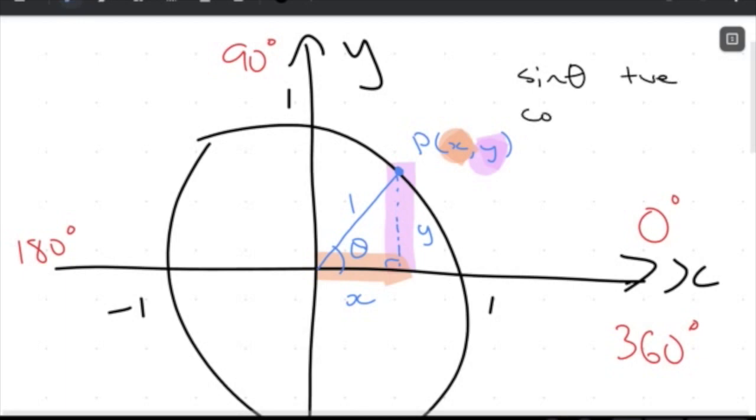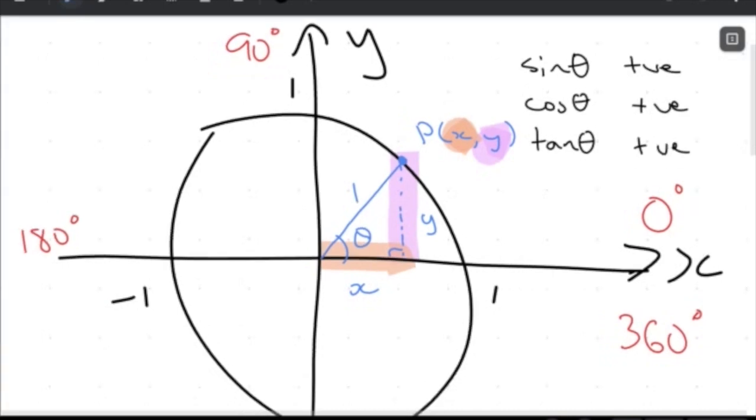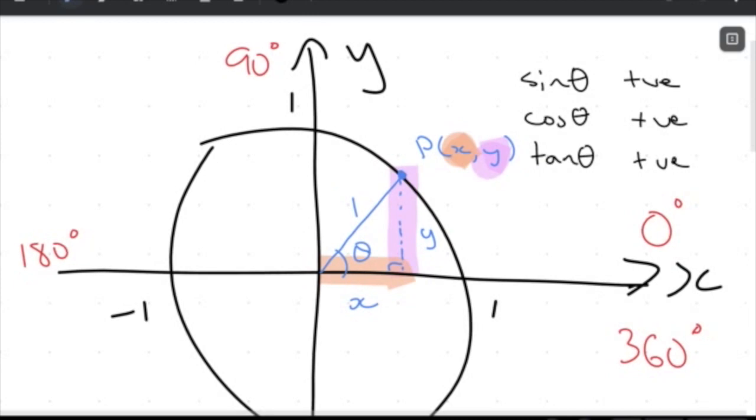My cos theta, because that's x, that is a positive x value. So cos is positive in this quadrant as well. And tan theta is just the fraction of sine over cos. Two positive numbers give me a positive fraction. Now, what about this quadrant over here?